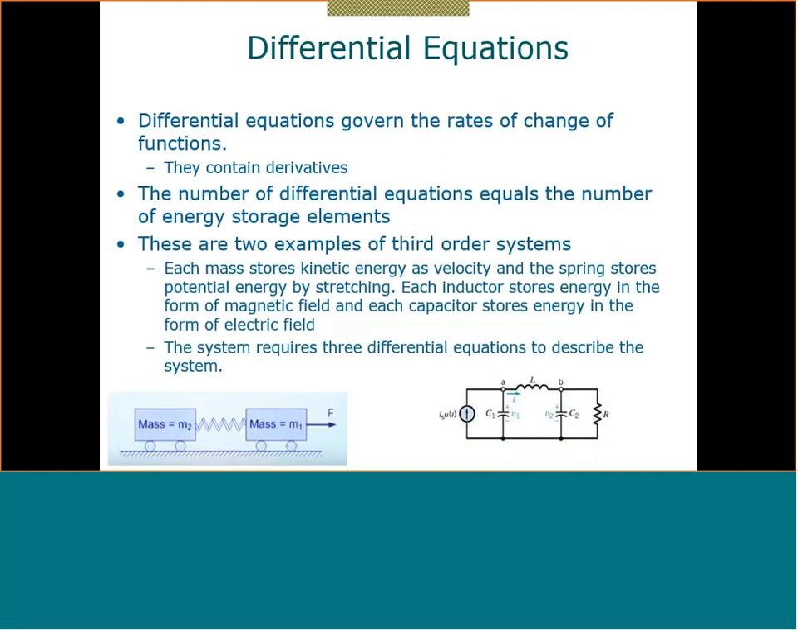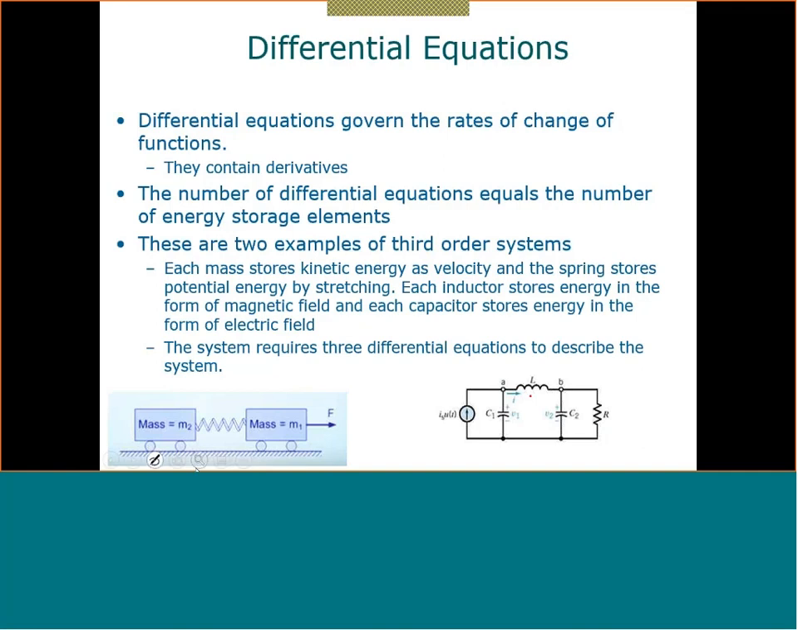Let's start with our favorite, the electrical system. In this system, we have 2 capacitors, 1 inductor and 1 resistor. The resistance is not a storage element; it is a dissipation element, so this one we don't care about. We have here 2 capacitors and 1 inductor, so it means that I will need 3 differential equations to be able to solve such a system.